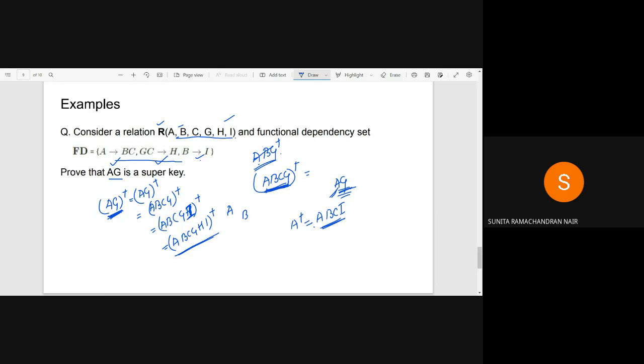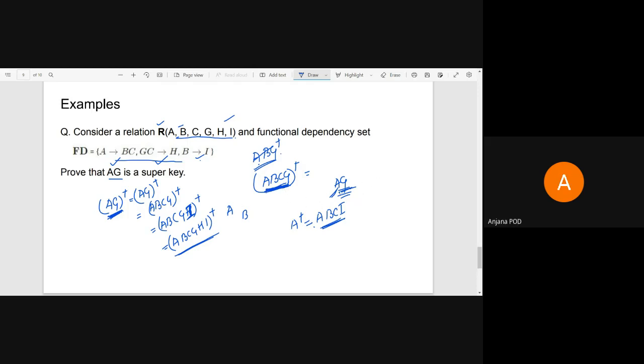So if the subset determines all the attributes of the relation, then it is a super key. Otherwise, it becomes a candidate key. That's what you said, right, ma'am? If the subset determines all the attributes of the relation, then the superset will be a super key.